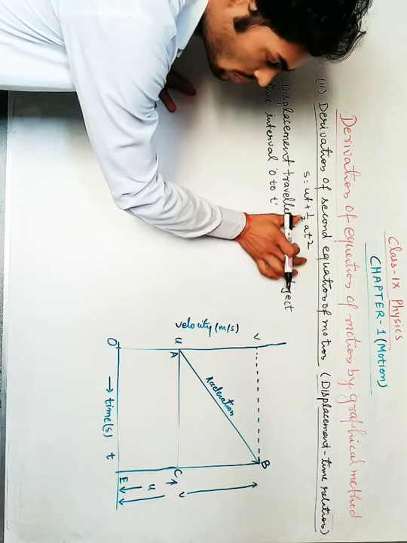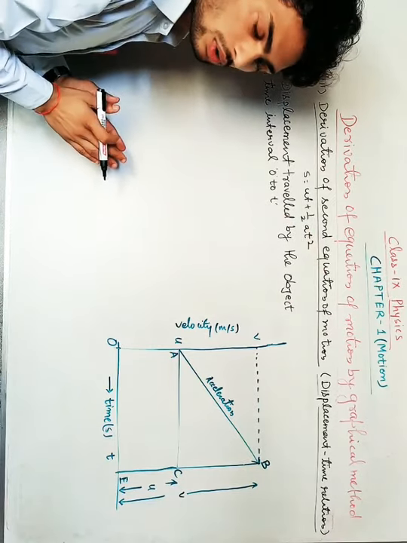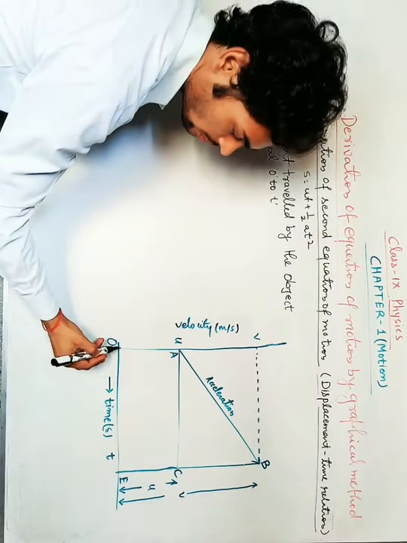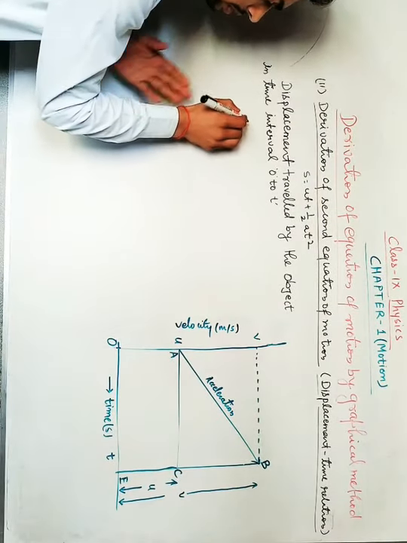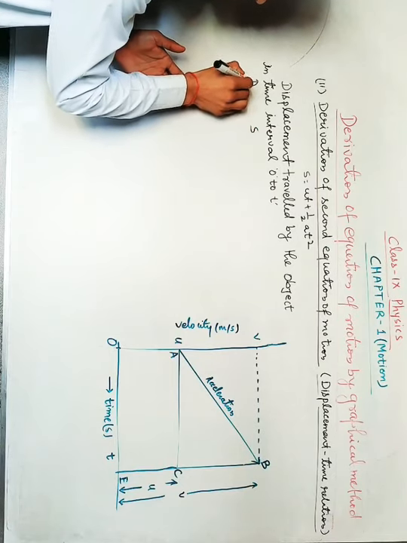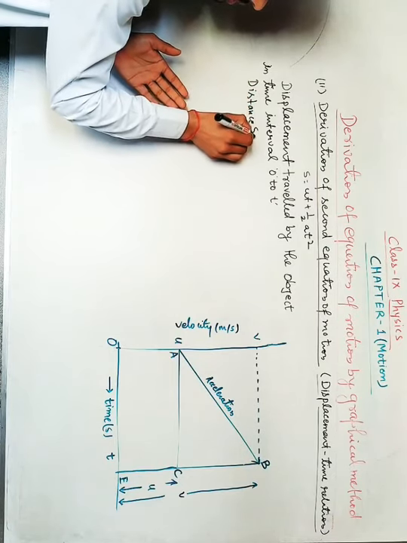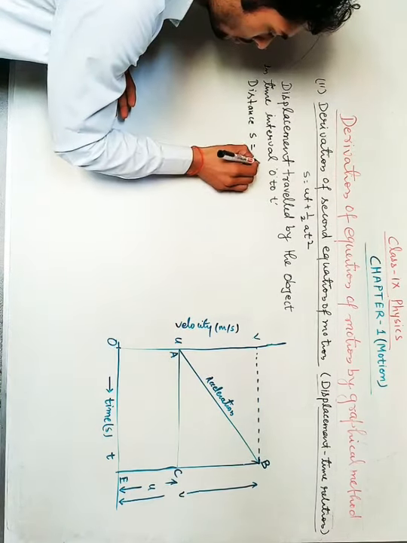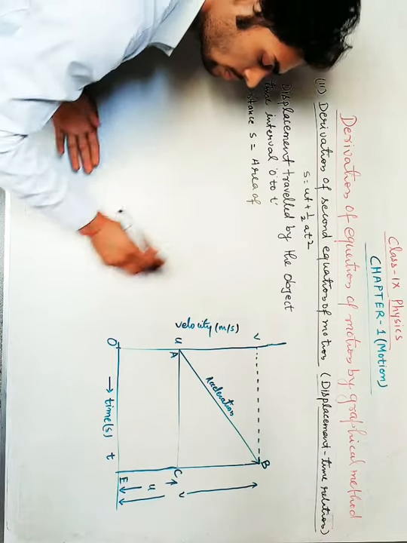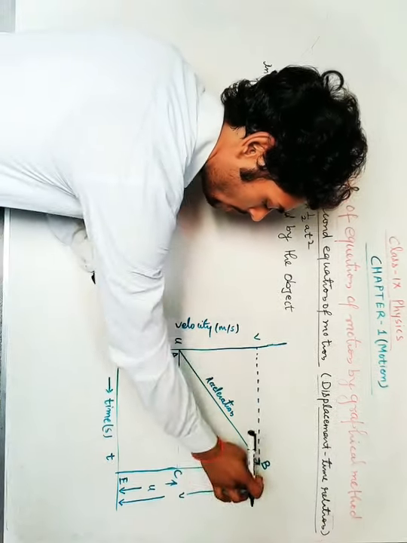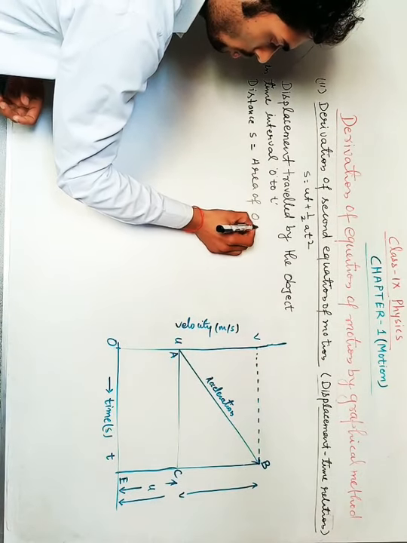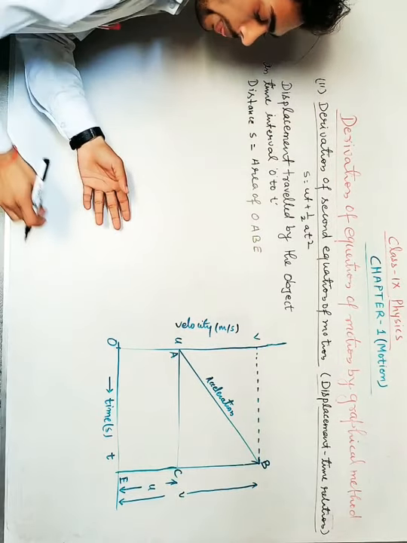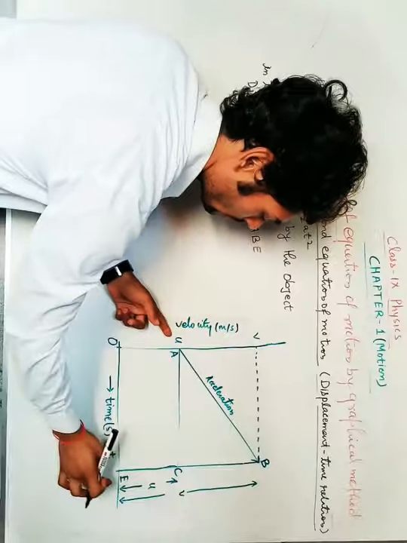Now derive the second equation of motion, which is also known as the displacement time relation. The displacement traveled by the object in time interval 0 to t, you can write distance s equal area of OABE. Area of OABE.